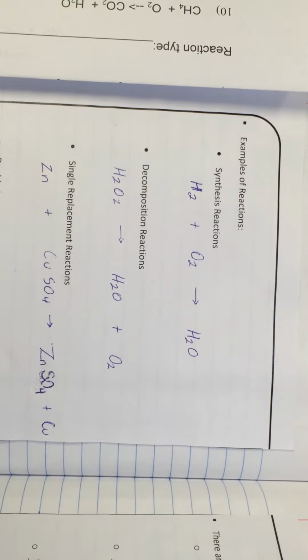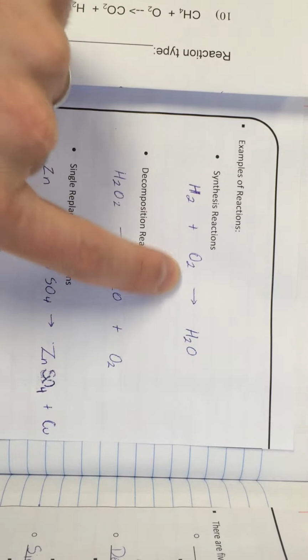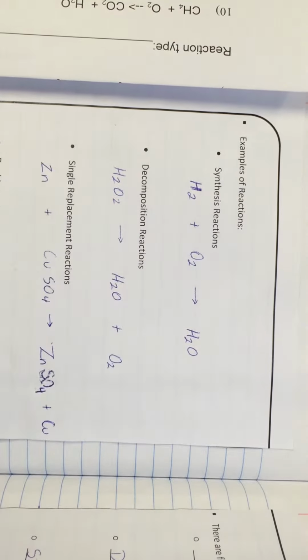An example of a synthesis reaction is the synthesis of water from hydrogen and oxygen. H2 plus O2, each an element, combine to produce a larger compound, H2O.